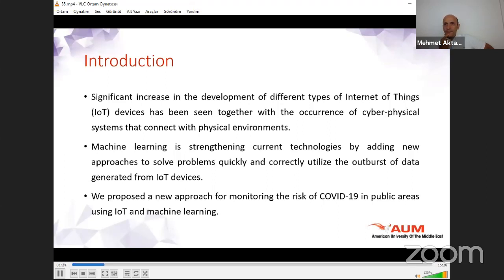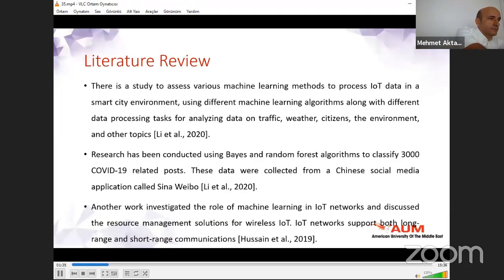And here we propose a new approach for monitoring the risk of COVID-19 in public areas using IoT and machine learning technology. There is a study to assess various machine learning methods to process IoT data in a smart city environment. They use different machine learning algorithms to analyze the data on traffic, weather, citizens, the environment, and other topics in a smart city environment.